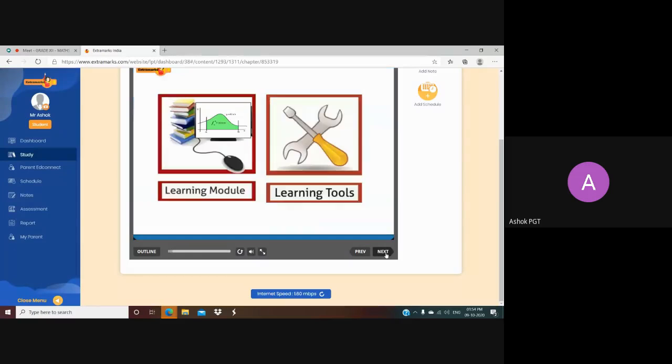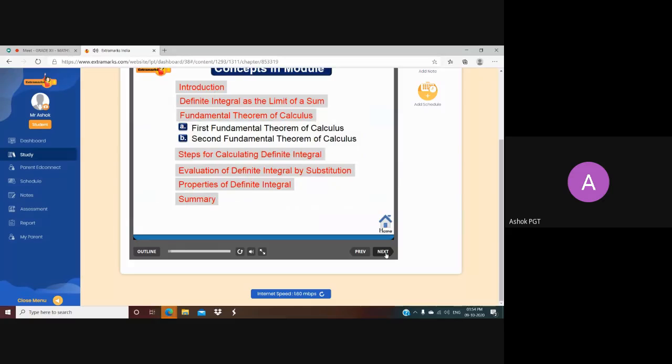Definite integrals. In this module, at first, we will introduce the concept of definite integral. Thereafter, we will study definite integral as the limit of a sum, fundamental theorem of calculus, steps for calculating definite integral, evaluation of definite integral by substitution, and properties of definite integral. At the end, we will summarize all the concepts studied in this module.